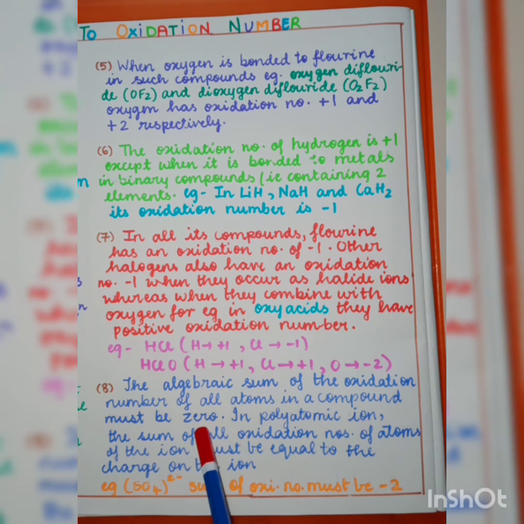Let us take an example, and that example is a polyatomic ion which is SO4 2-. It means that the sum of the oxidation numbers of sulfur and 4 oxygen atoms must be equal to the charge on the polyatomic ion, which is -2. In short, the sum of all the oxidation numbers must be equal to -2.